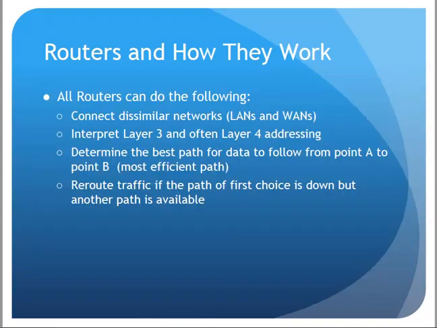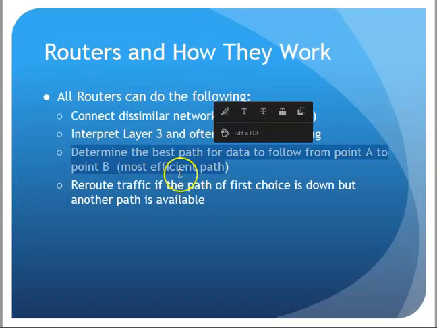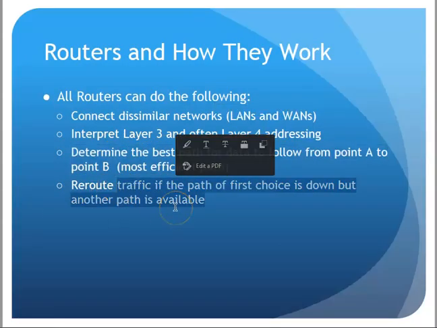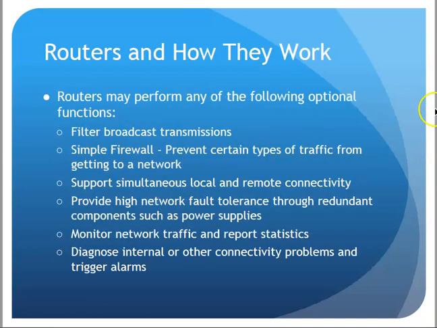So all routers can actually do these things: connect different networks, LAN to WAN, interpret layer 3 and even layer 4 addressing, port numbers, if you will, determine best path, and even reroute traffic if a path is down. As it builds a table of networks, when a network's down, it can always find another path and use that path. Routers may be able to perform any of these functions in addition, all depending on the capability of the router.